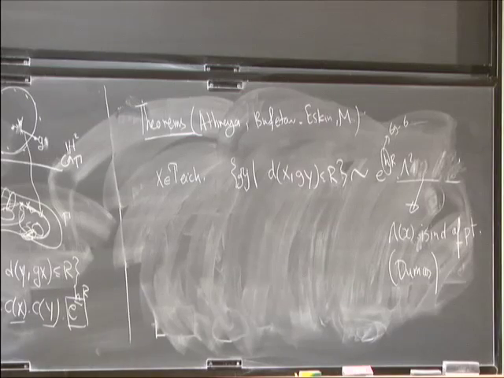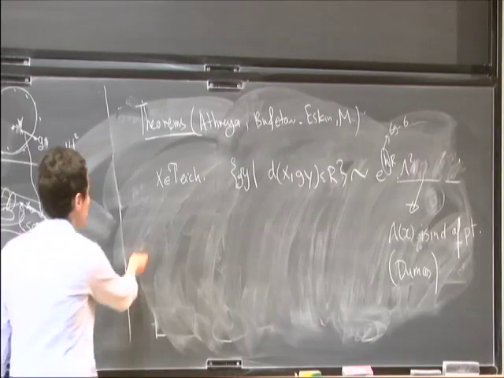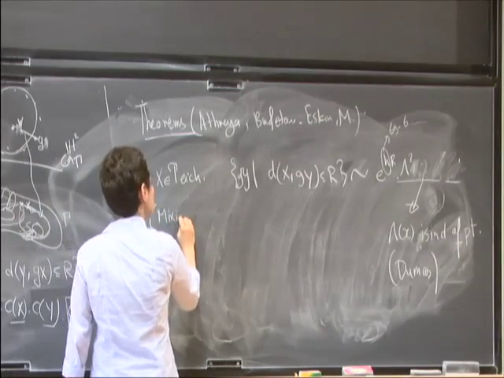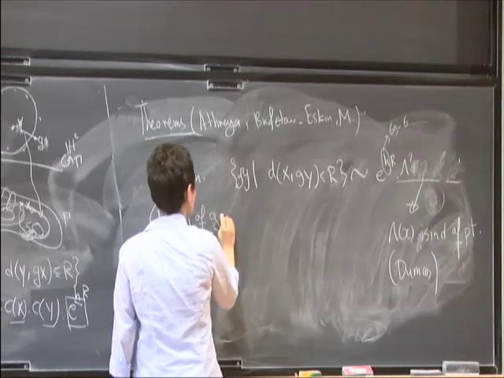So you use mixing of the geodesic flow. This is much softer. It's very soft.